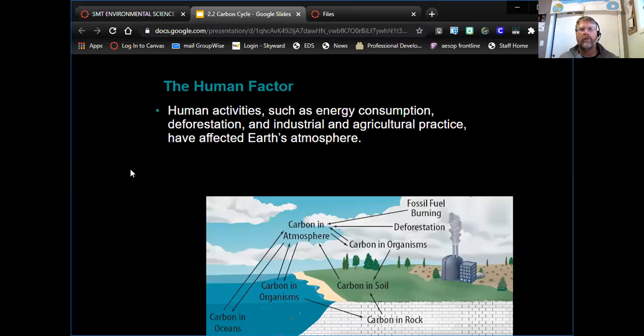When we look at human factors, not only are you and I breathing and producing carbon dioxide, but we look at energy consumption, deforestation, industrial and agricultural practices, and all those things have affected Earth's atmosphere.